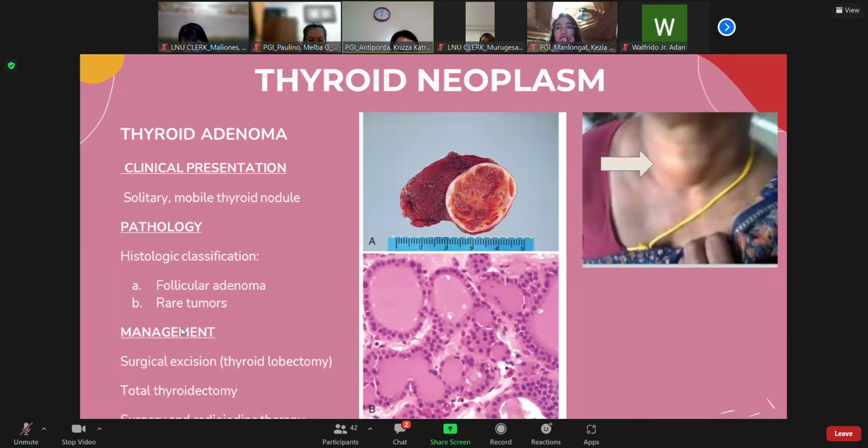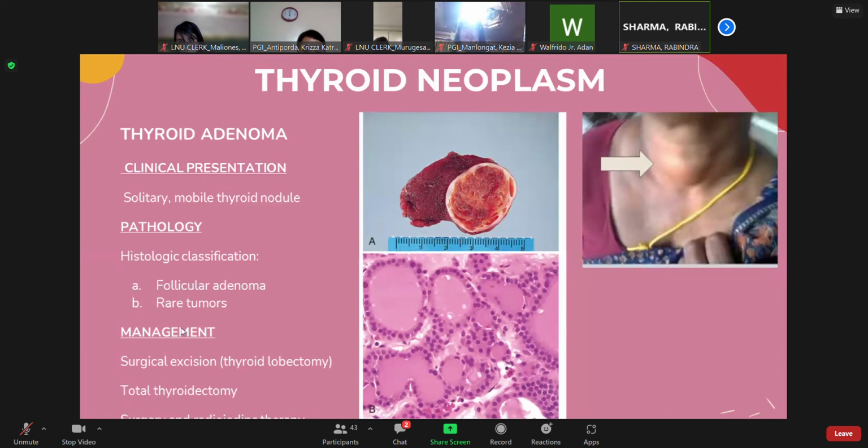Usually, it is a true benign neoplasm which is derived from follicular cells. It occurs most commonly in women older than 30 years old. Usually the patient presents with a solitary mobile thyroid nodule with a painless mass. If this mass enlarges, it may produce local symptoms such as difficulty swallowing, and sudden hemorrhage into the adenoma may cause a sudden increase in size associated with pain.